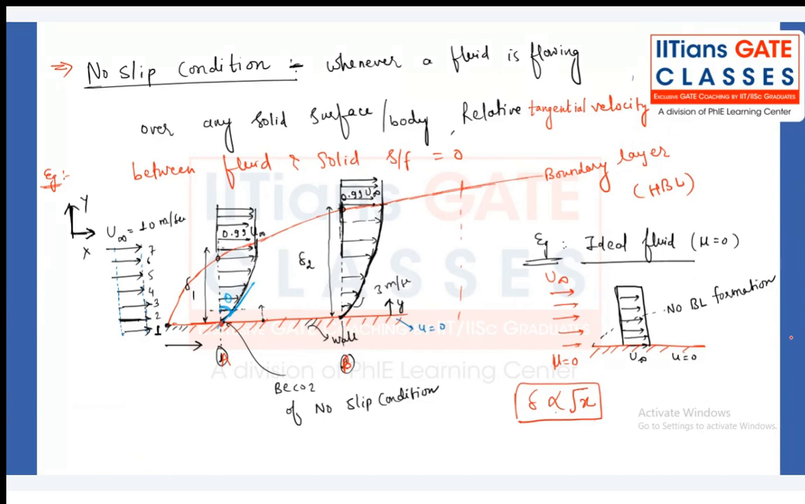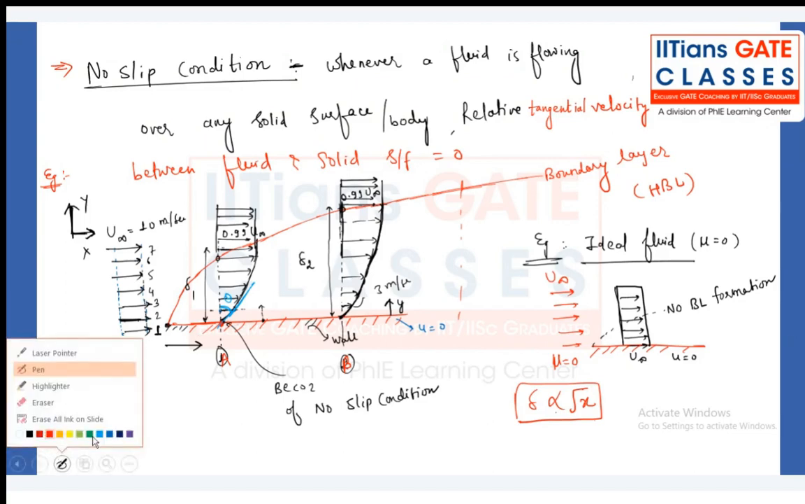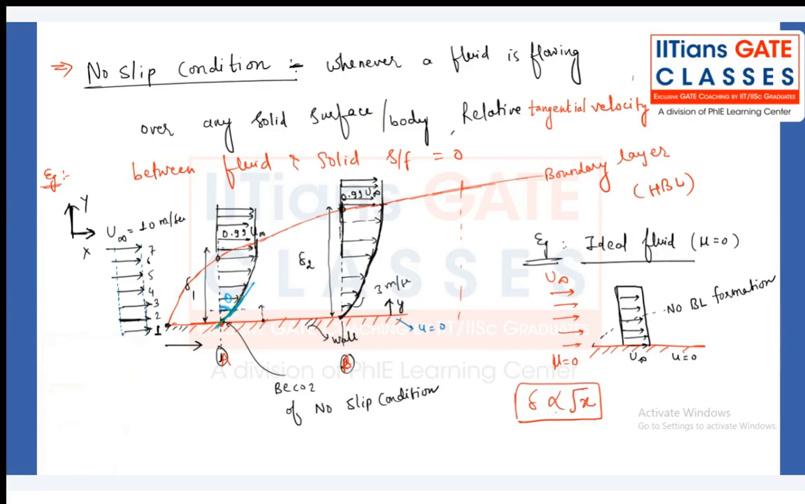So you can note down the two definitions. One definition is regarding the boundary layer. The second definition is the boundary layer thickness. So what is the boundary layer? It is a very narrow region which forms when the fluid flows over any solid surface, and in this narrow region the velocity gradient will be existing. Are you finding the velocity gradient or not?